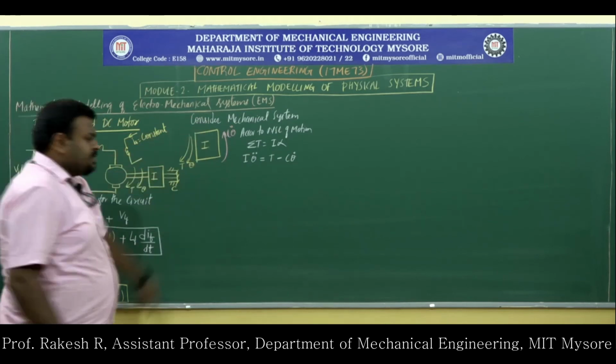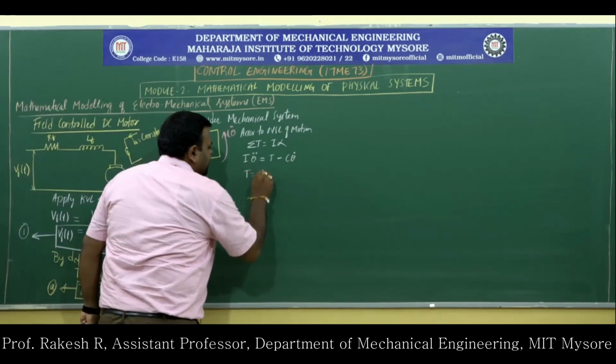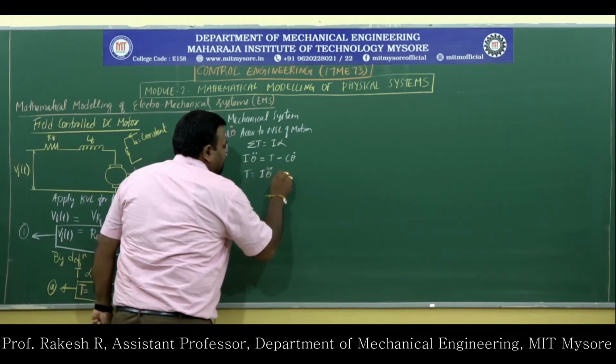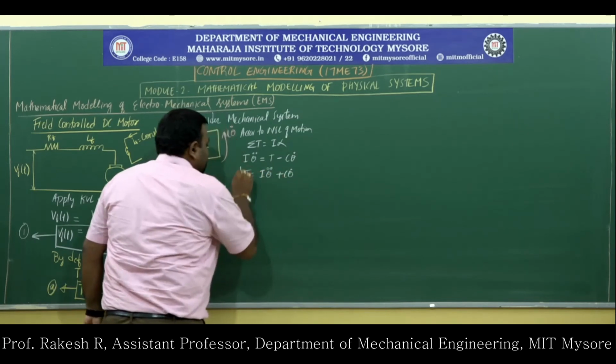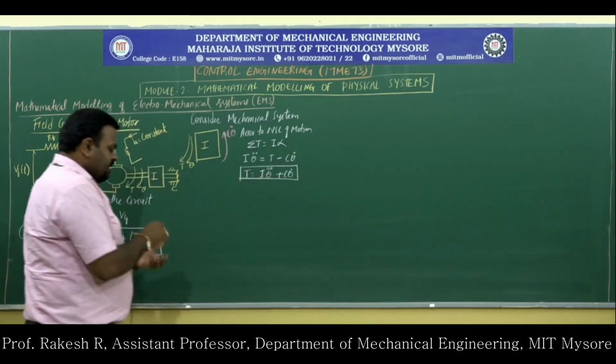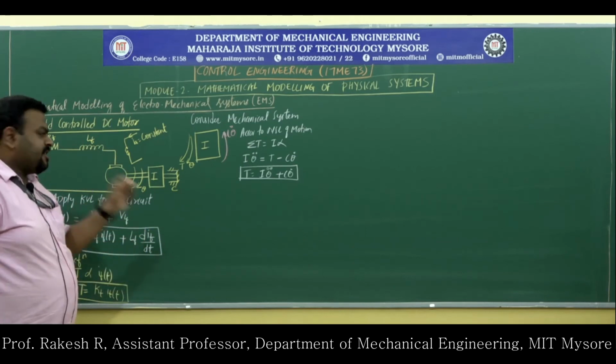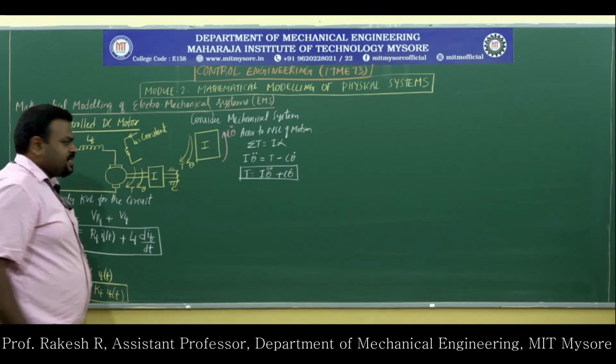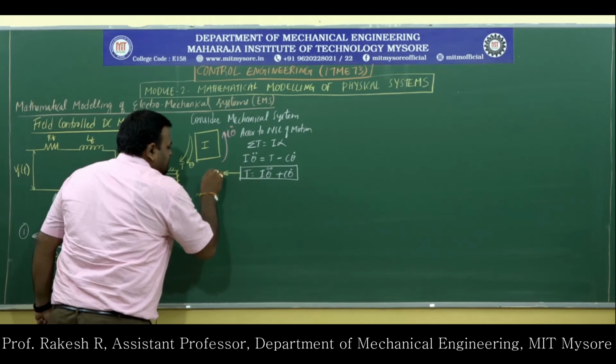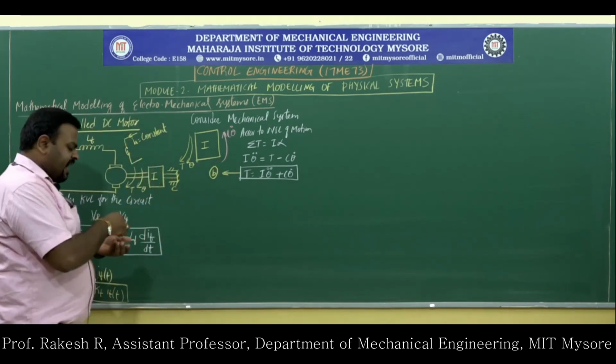So what is the torque in this equation? The torque will be equal to I theta double dot plus C theta dot. So this is an expression of torque using the mechanical system. This I will call A and this I will call B. I will be comparing A and B.